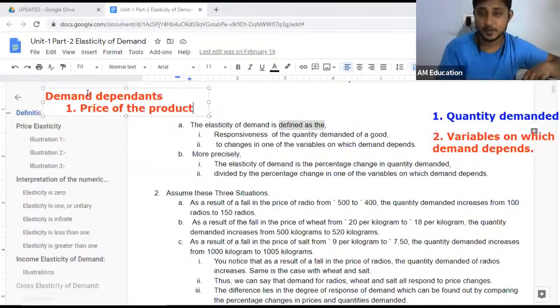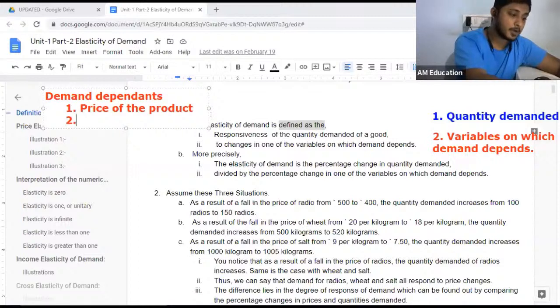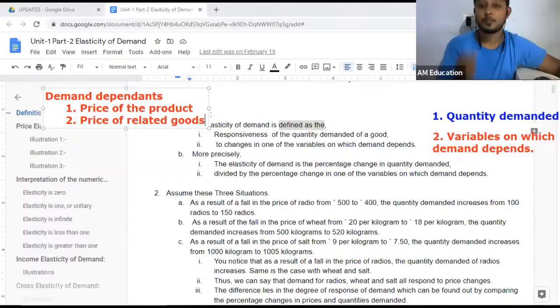In addition to the price, there is also something called price of related goods. So along with the price of the good, the price of the related goods will also influence the quantity demanded of that good. So what could be the related goods? For this computer, this camera, this mouse is a related good. And to run this thing, I also need a phone. So this is a related good.